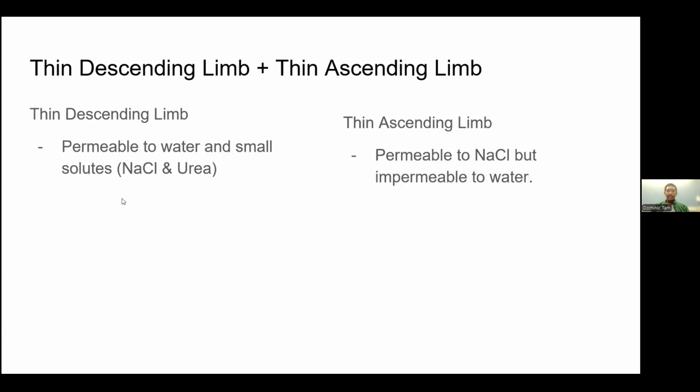The thin descending limb is permeable to water and small solutes, and the thin ascending limb is permeable to sodium chloride, but it's impermeable to water, right? In our countercurrent multiplication, we're going to see that water is moving out of the thin descending limb and solutes move in, and the tubular fluid is going to progressively become hyperosmotic as it flows along the passageway of the loop of Henle, right?